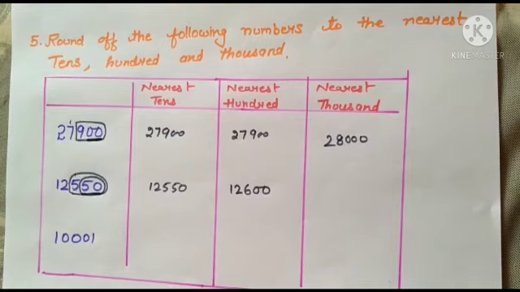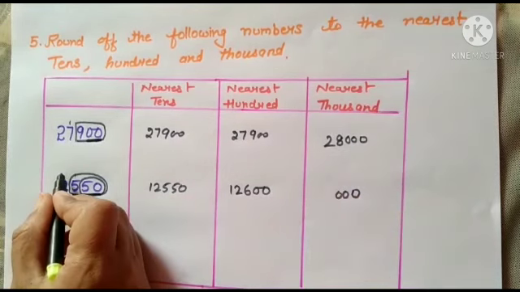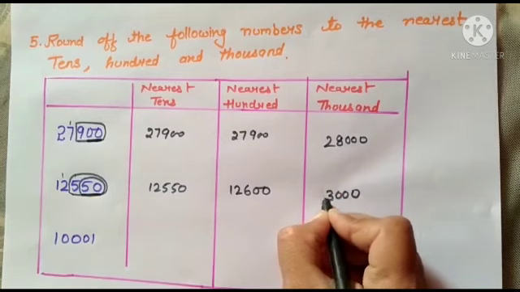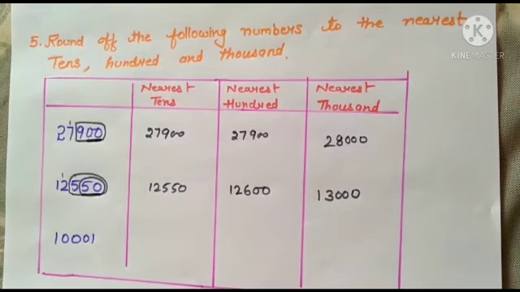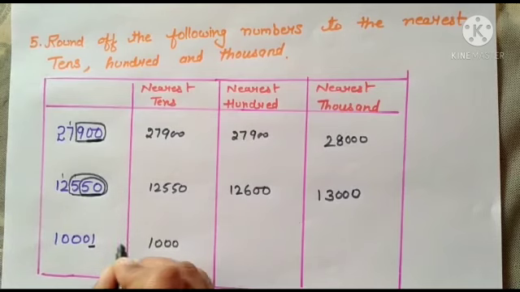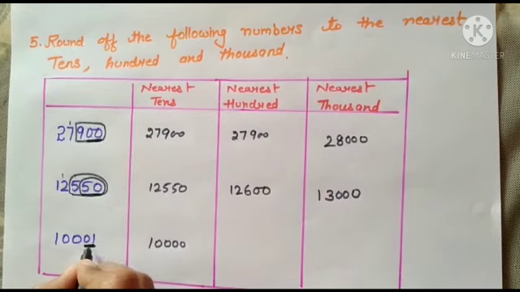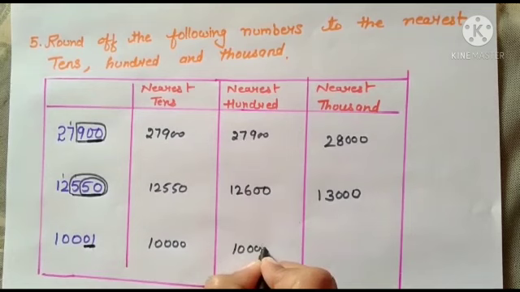So our answer will be, the last 3 digits we will put 0, and to the next one we will add 1. So here is 3. 2 plus 1, 3. So our answer will be 13,000. In the last sum you see that there is 10,001. The last digit 1 is there. It means less than 5. So in our answer, we will remove 1 and we will write 0. Like this, in the nearest 100 we will see 2 digits. It is also less than 50. So our answer will be only 10,000.